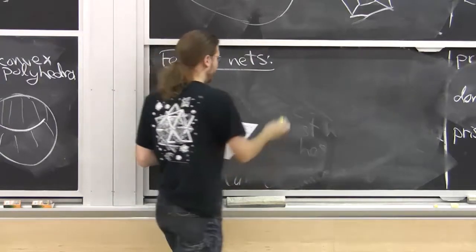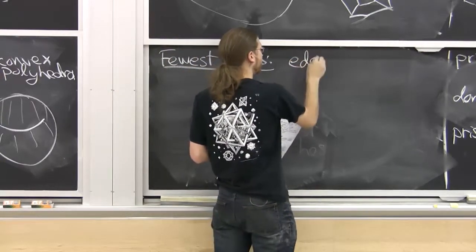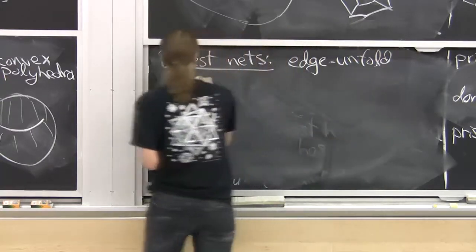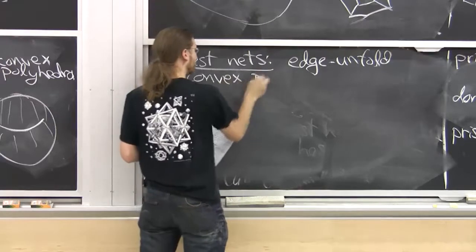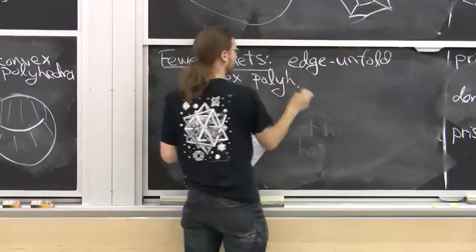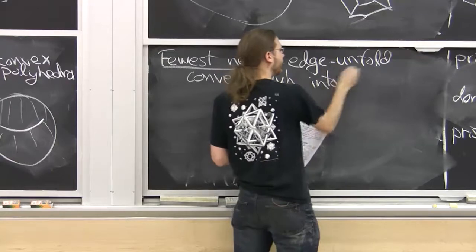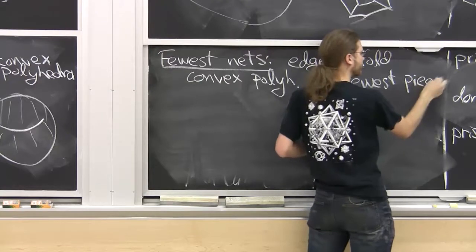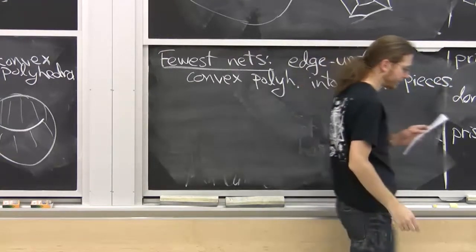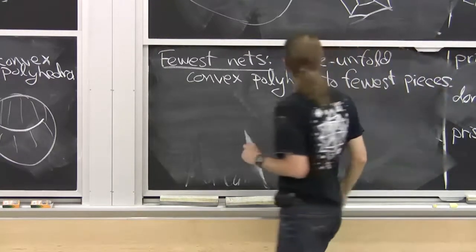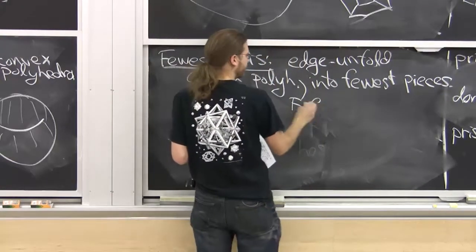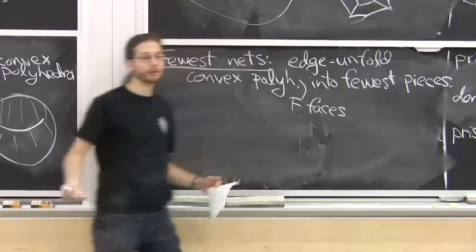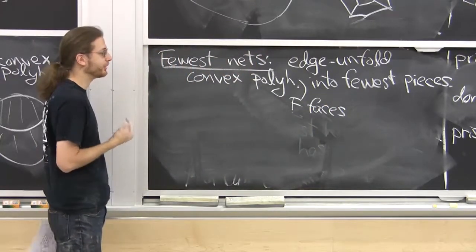I mention this because it's a fun problem. What if, so again I want to edge unfold all convex polyhedra, but I allow multiple pieces to make the problem a little easier. So let's say I have a polyhedron with F faces. I want to know how few pieces I could get away with. The big open problem is, can I get away with one piece? But what if you make it easier?